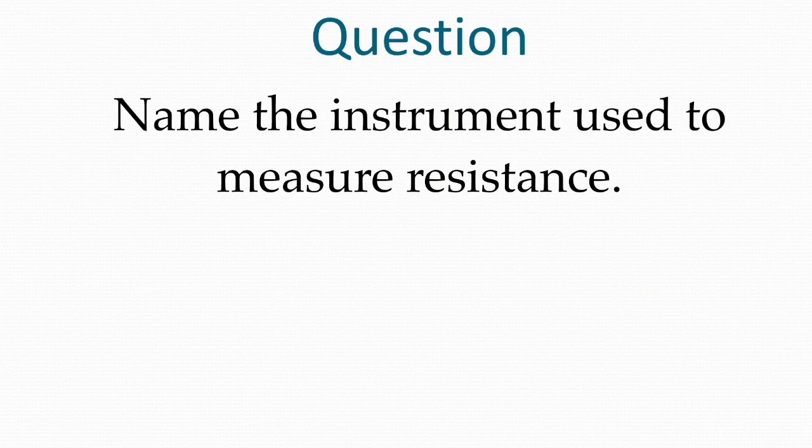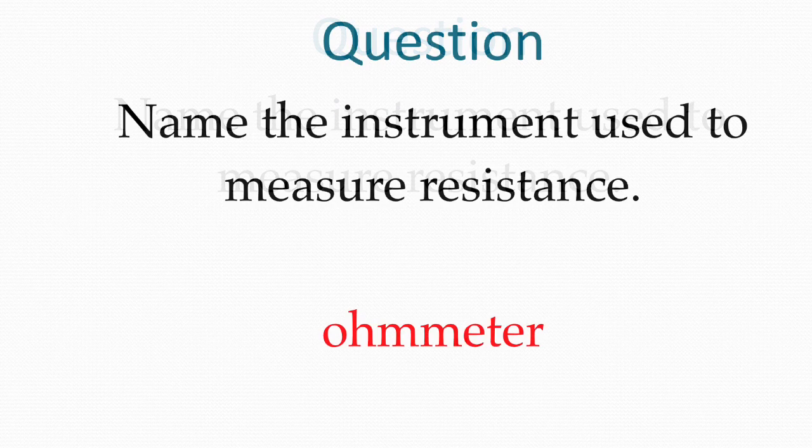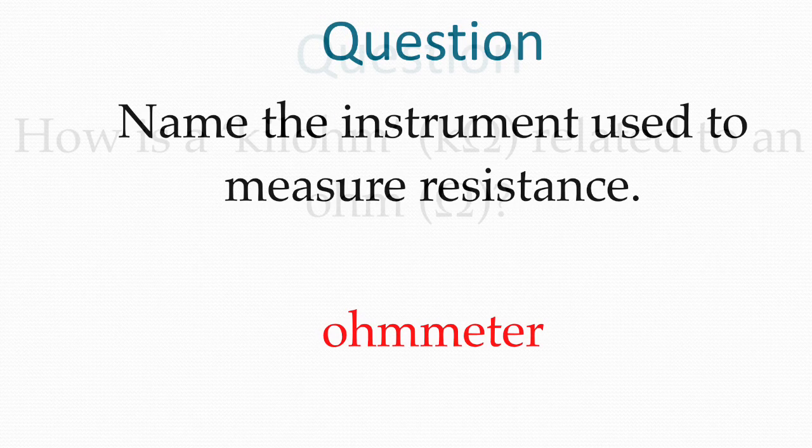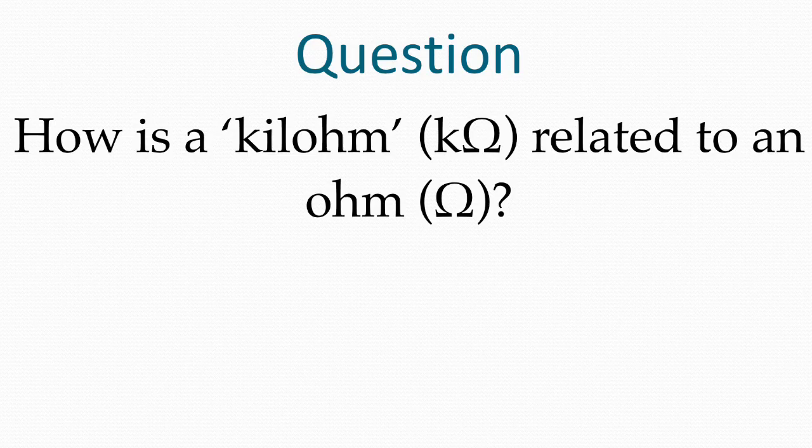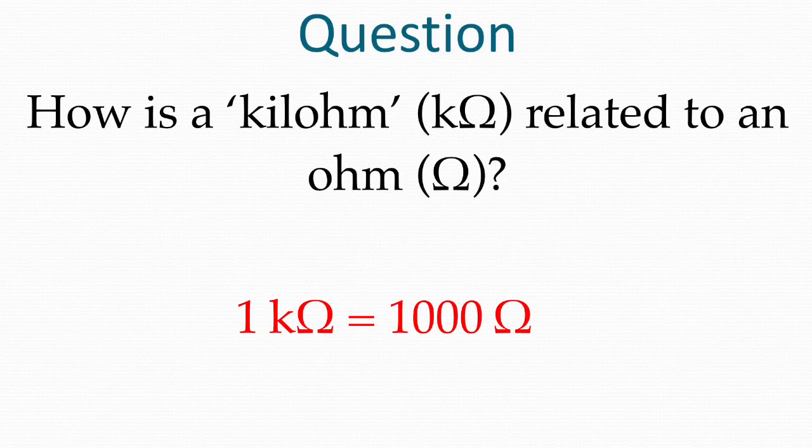Now for a couple of quick questions. What do we call the instrument that we use to measure resistance? It's called an ohm meter. And how does a kilo ohm relate to an ohm? One kilo ohm is equal to 1,000 ohms.